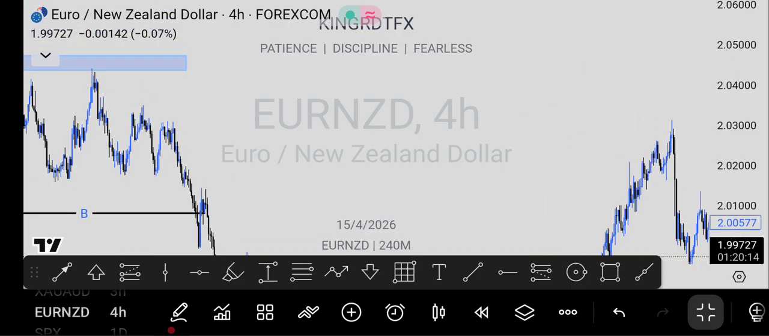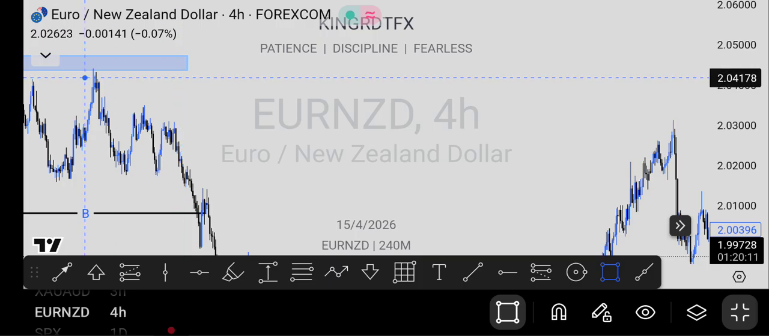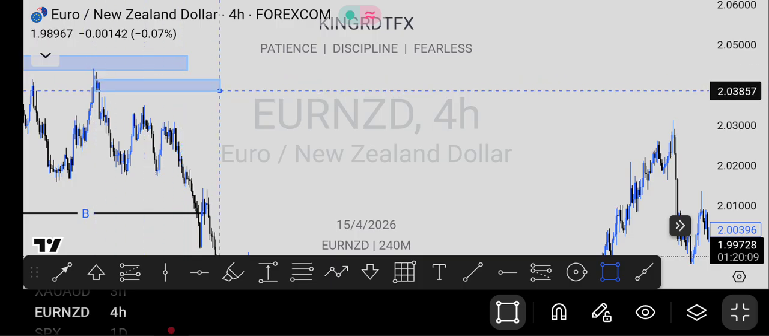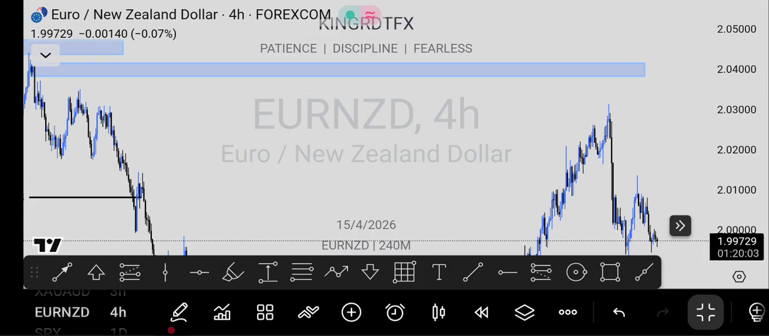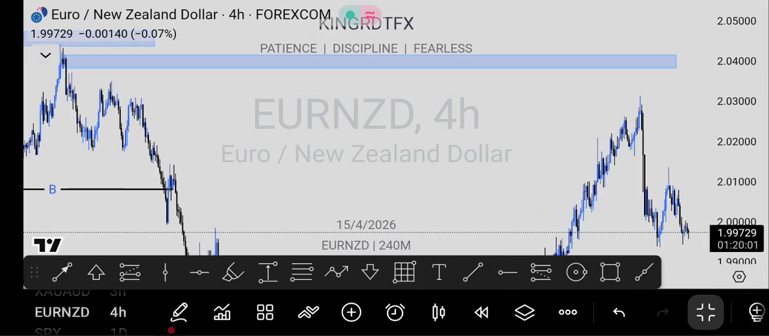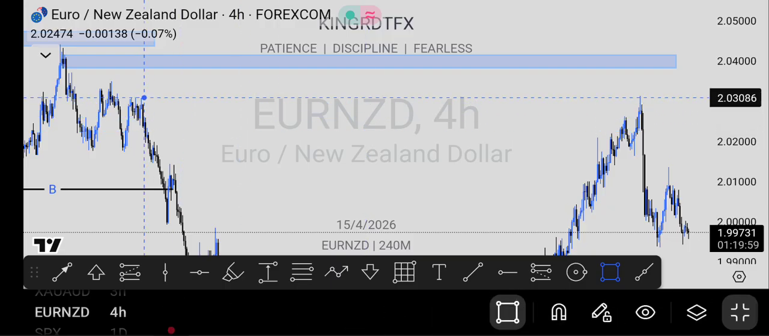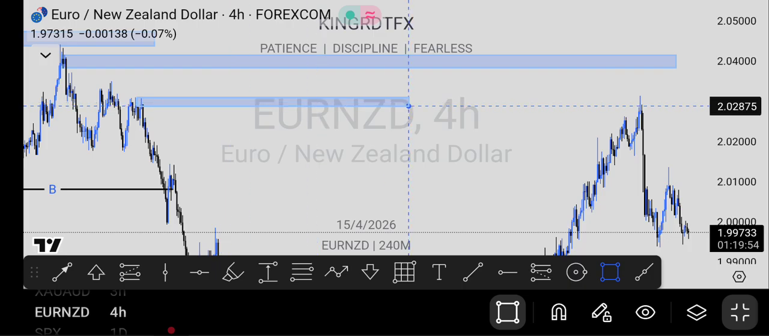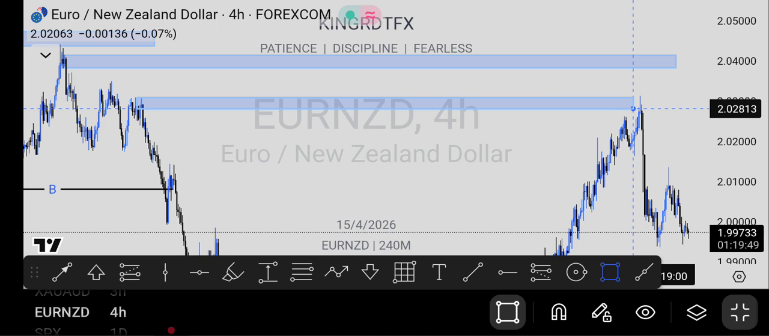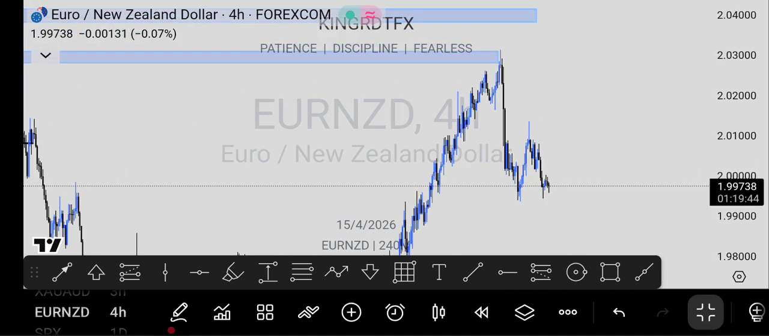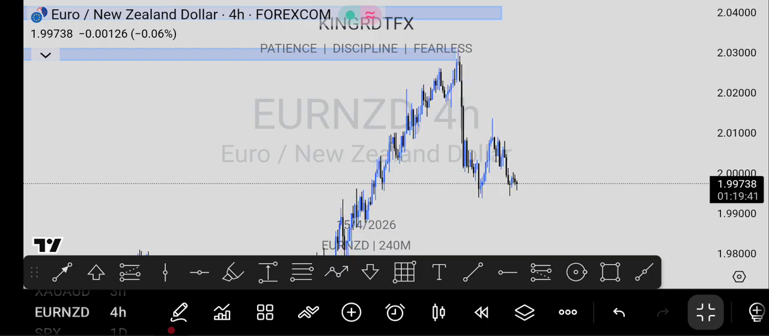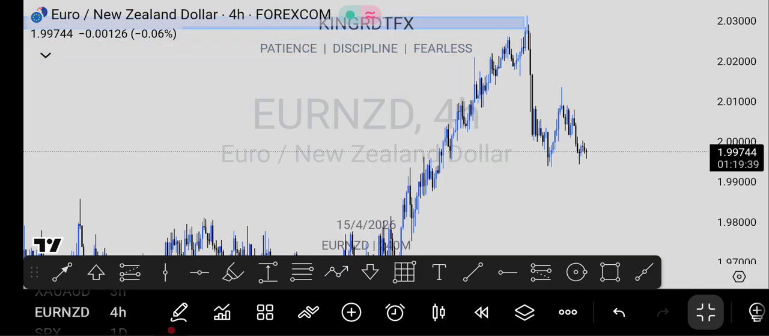And then you know what, we have an order block right here. Right, we have an order block here, and we have another one here. We have another one here. So price reacted from this one. So this is what we're gonna do.